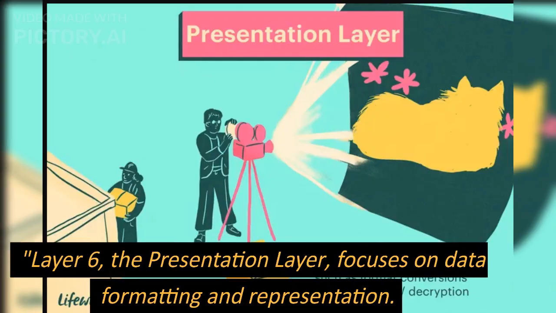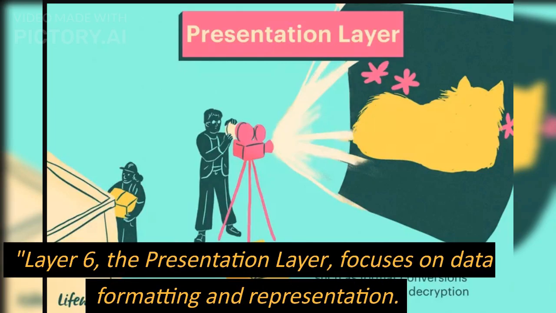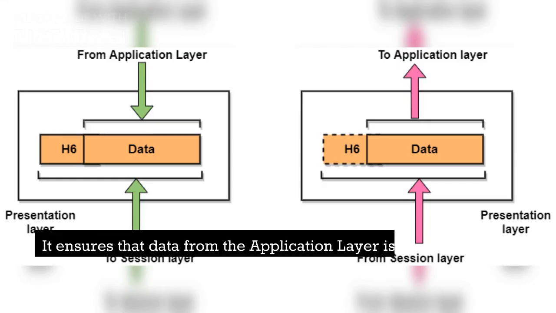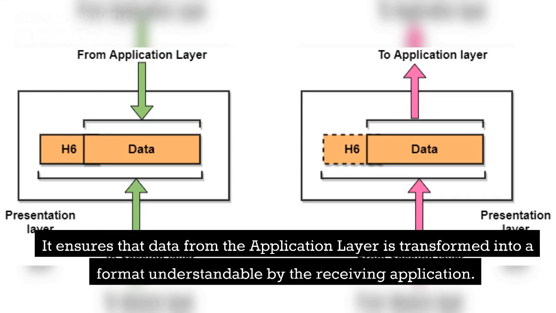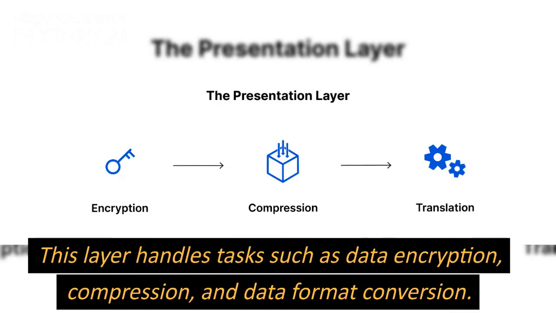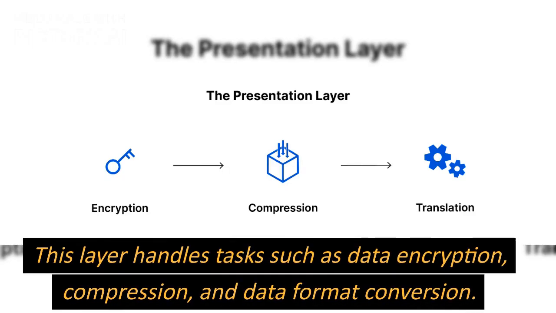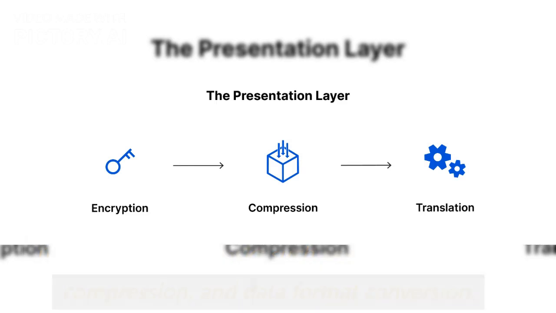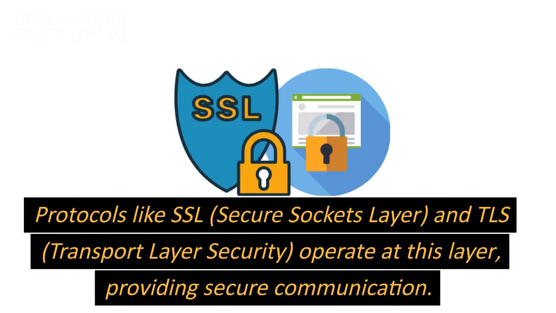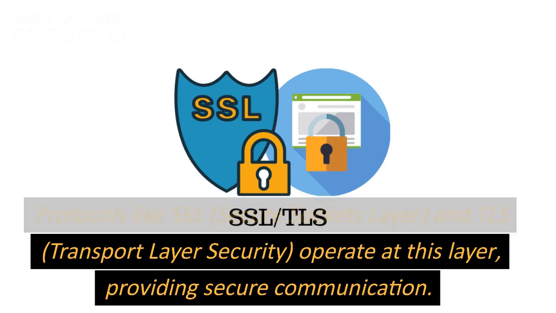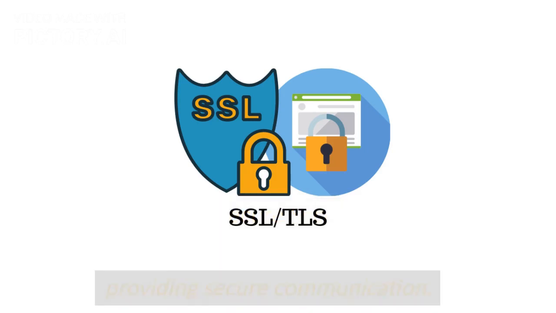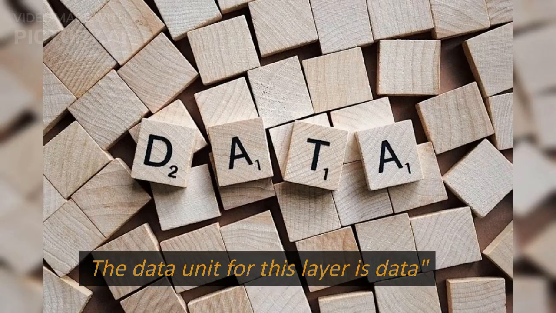Layer 6, the presentation layer, focuses on data formatting and representation. It ensures that data from the application layer is transformed into a format understandable by the receiving application. This layer handles tasks such as data encryption, compression, and data format conversion. Protocols like SSL, Secure Sockets Layer, and TLS, Transport Layer Security, operate at this layer, providing secure communication. The data unit for this layer is data.